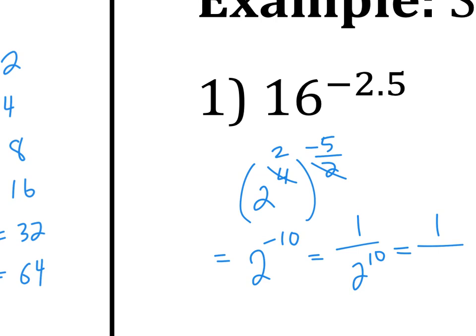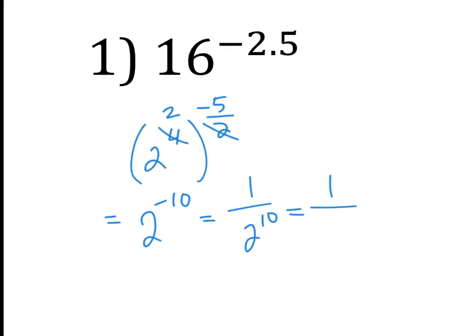Two times itself 10 times. Well, you have to find out the answer. 1, 2, 5. Yeah, 1024.